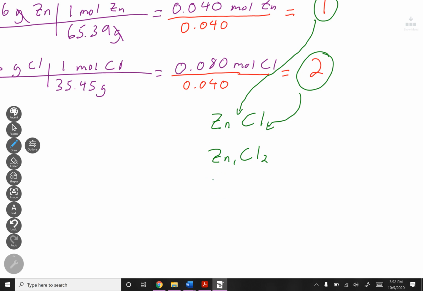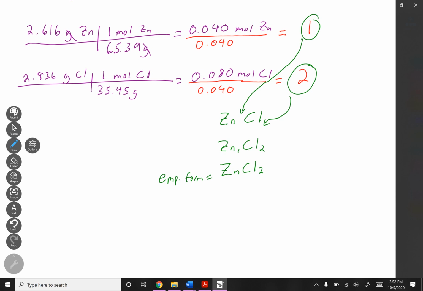I'm having trouble writing Z's today. Zinc, and then Cl2. So this would be my empirical formula. Okay? Oh, sorry, with the 2. So that would be your empirical formula. And so just to go back to our actual lab here. So that's all the steps in finding the empirical formula.